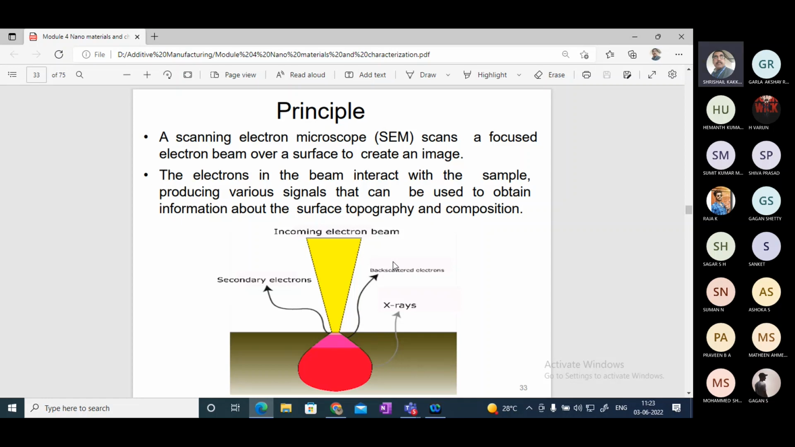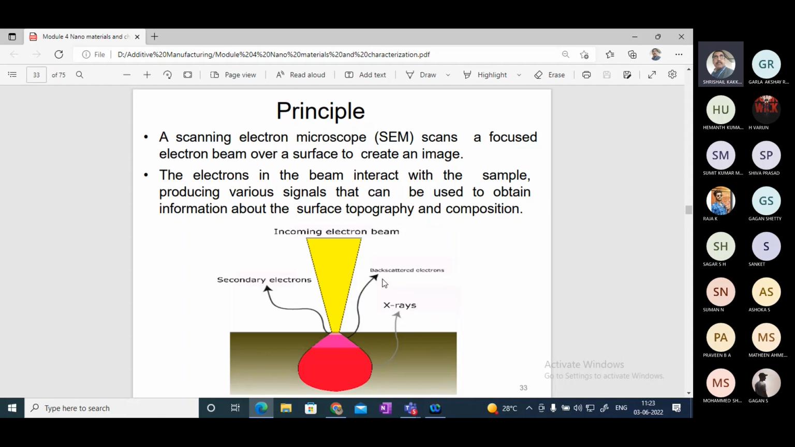You can see that the intensity with which the electrons are liberated after hitting the specimen will give you a clear picture about the internal properties, the composition of the material and the surface topology of the material. These electrons will give you the information. And these are the secondary electrons and the backscattered electrons.